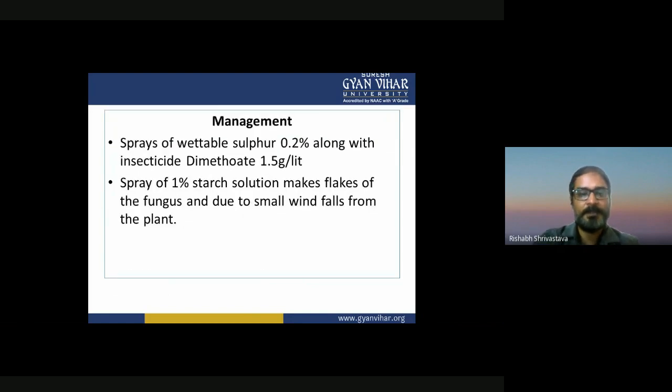Management: spray of wettable sulfur 0.2% along with insecticide dimethoate at 1.5 grams per liter. Spray of 1% starch solution makes flakes of the fungus, which due to small winds fall from the plant.